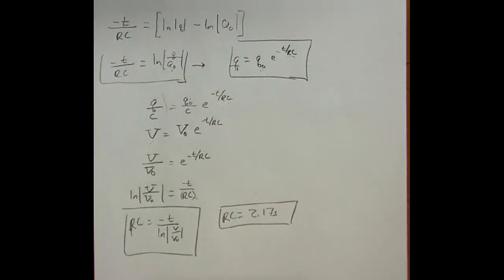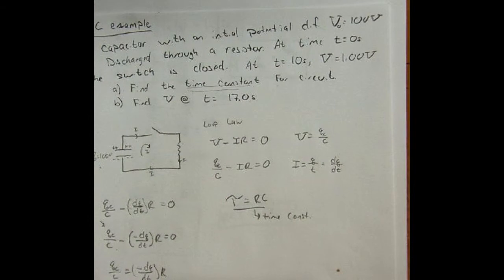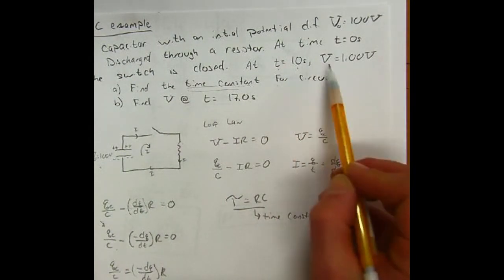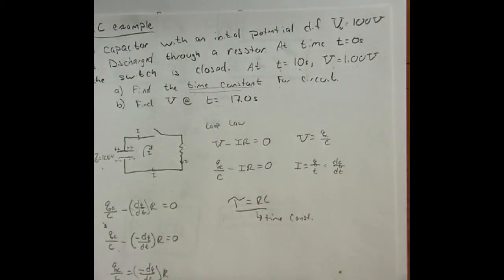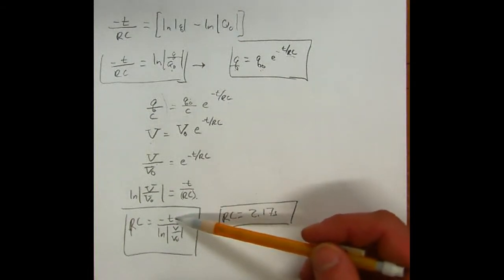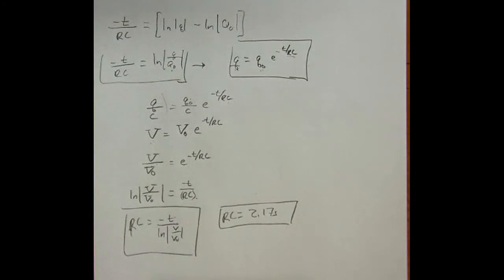Now the mistake that I made is in my initial conditions, my initial mistake, I used t equals 17, I looked at part B. We know that at time equals 10 seconds, my voltage V drops from 100 to 1. So this should, if we get this far, just straight plug and chug, 10 divided by the natural log of 1 over 100. Make sure that's a negative.